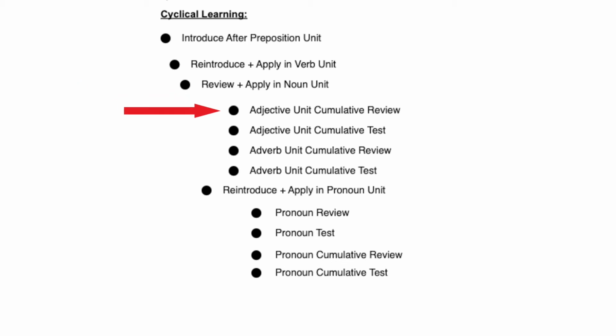Students practice direct objects at the end of the adjective unit. We have a cumulative review covering all important concepts learned until then and a cumulative test. Students encounter them again after the adverb unit. We really need direct objects in the pronoun unit, which is near the end of Easy Grammar text. Here, we review and apply them for correct objective pronoun usage. This usage will reflect in both their speaking and writing. May I repeat that? This usage will reflect in both their speaking and writing.